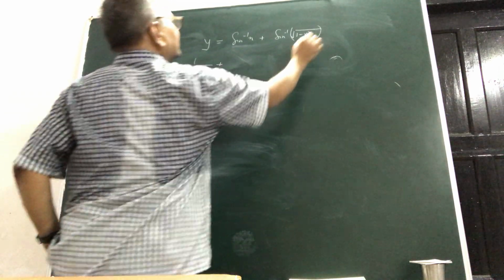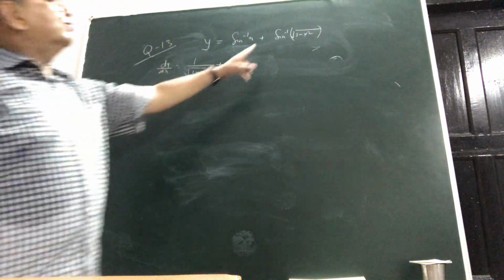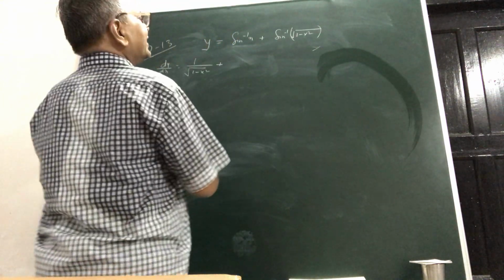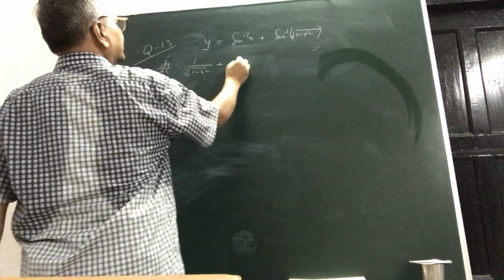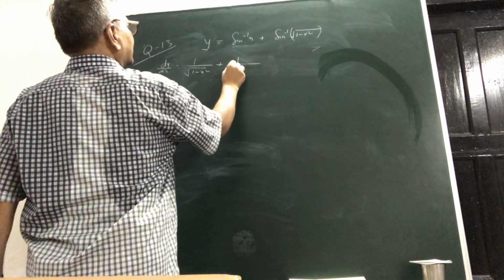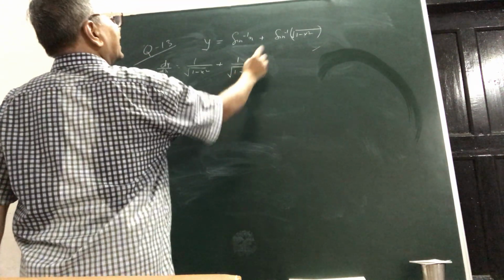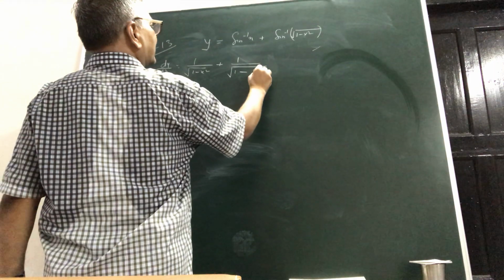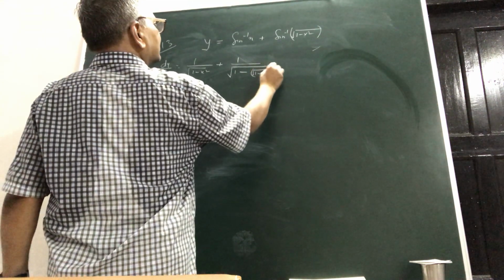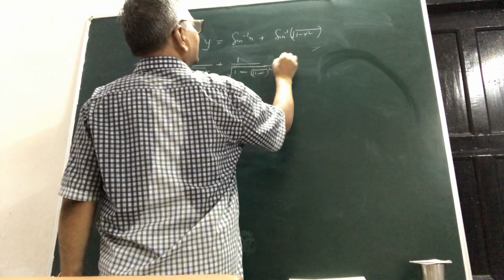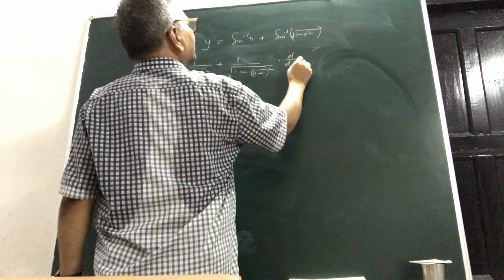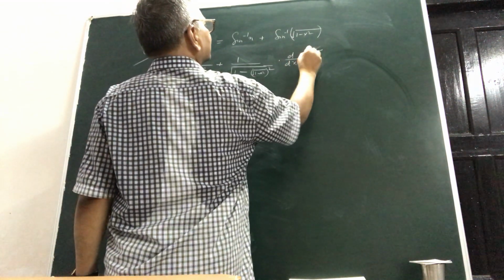Now here this is a function of a function. So under root 1 minus x square we will put equal to t, and then sine inverse t we will differentiate. So it will give me 1 upon under root 1 minus, under root 1 minus x square whole square. Okay, please see. And then d by dx of what? Under root 1 minus x square.